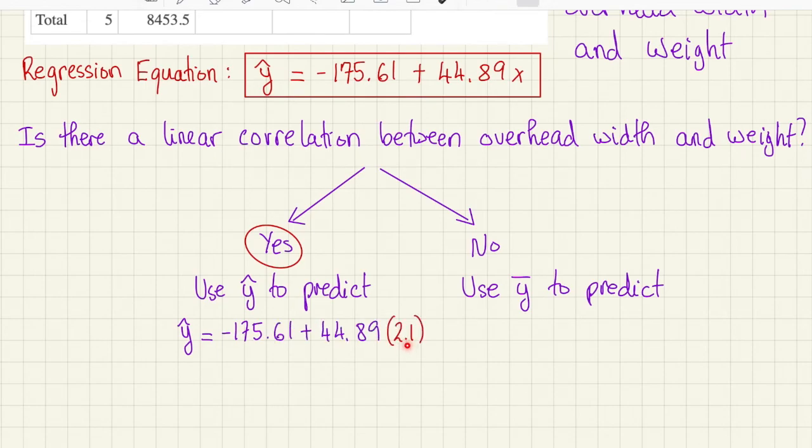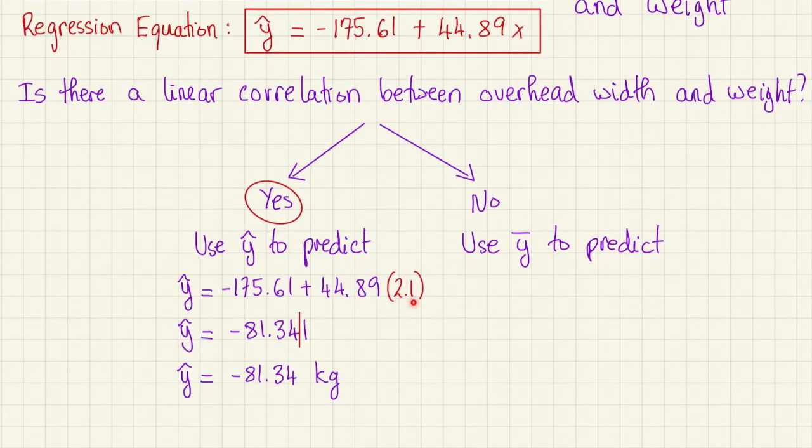I substituted 2.1 in for x. Predicted y value is negative 81.341. I am going to round it to 2 decimal places. However, you should always read the instruction. So when the overhead width is 2.1 centimeters, the predicted weight is negative 81.34.